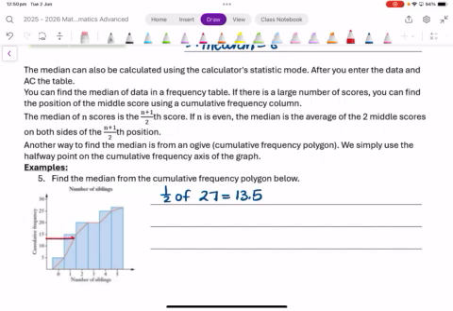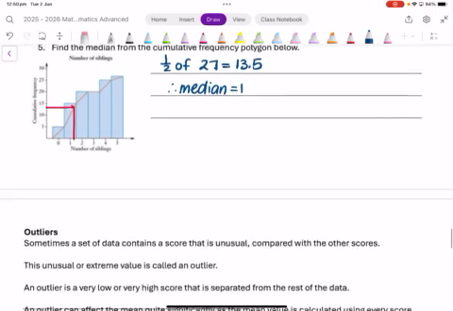Okay, and we get that our median is at 1. Okay, so therefore, median equals 1. All right, we just have outliers, and then you guys are good to go on the exercise. So this is just a recap of stage 4 and 5 calculus and measures of centre.